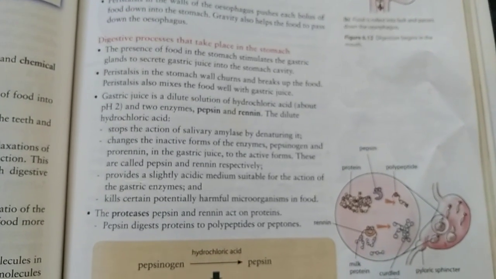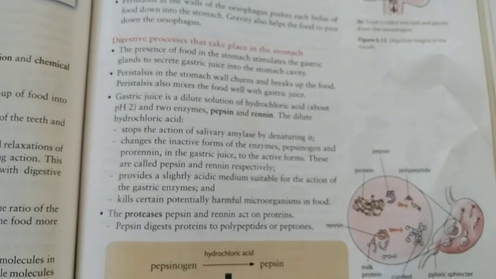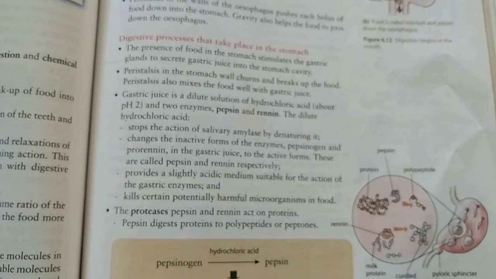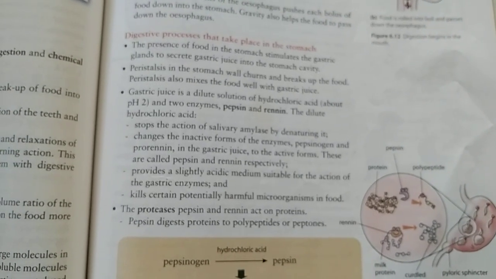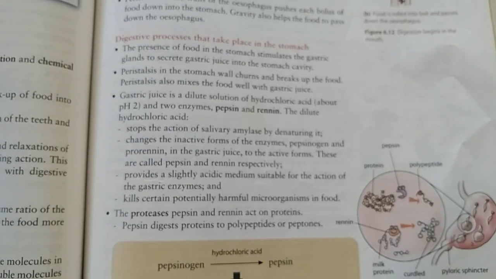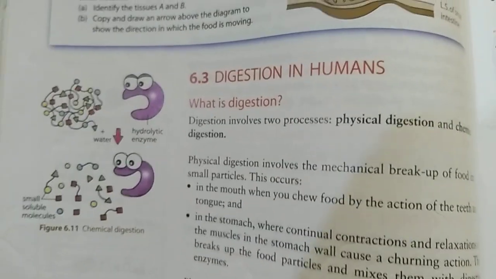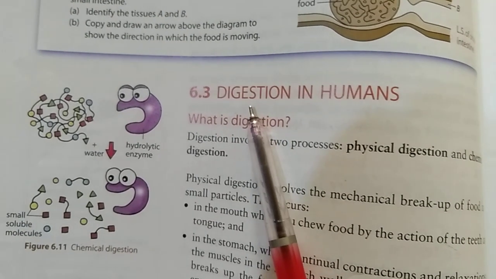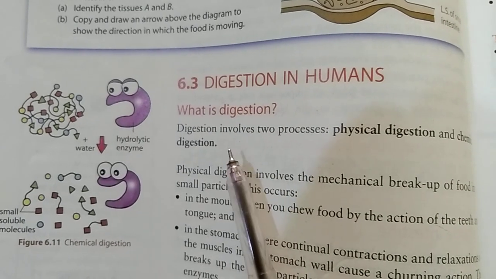Throughout this course, we will learn about digestion in humans. Now, let's start learning skills. Here we will improve our reading skills. Now we discuss digestion in humans. Look at this diagram and try to understand the process of digestion in humans. What is digestion?